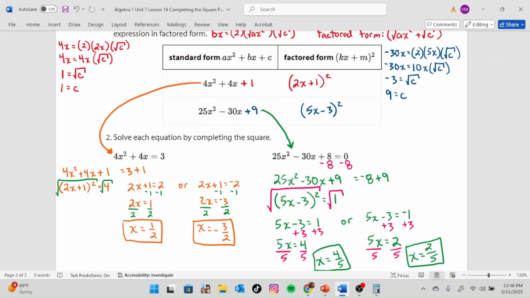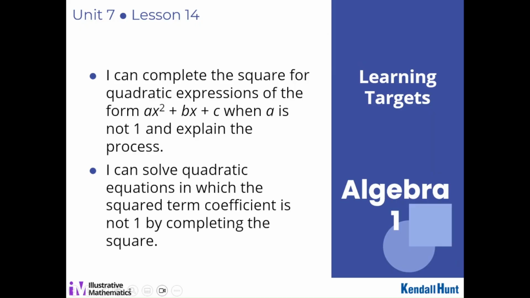Now let's go back and look at the learning targets and make sure you've learned everything you needed to be prepared before moving into the next lesson. We had 2 learning targets in this lesson, and they are pretty much the same. The idea was that you could be given a quadratic expression where a is not 1, and you would be able to complete the square and solve it.